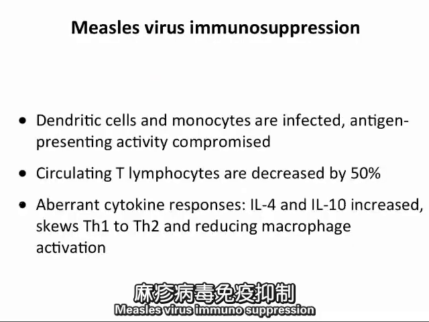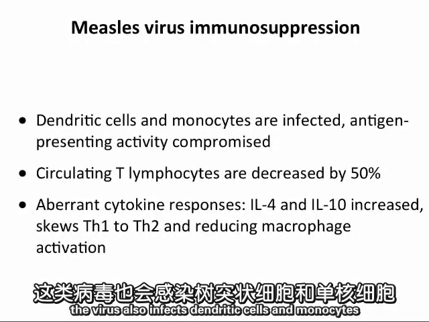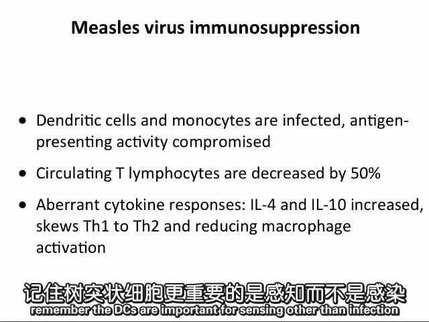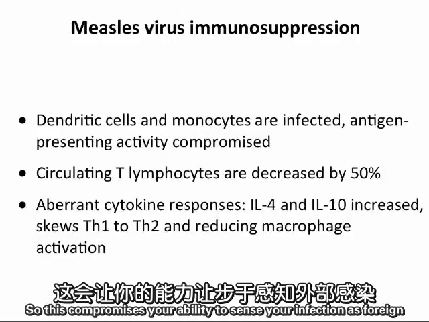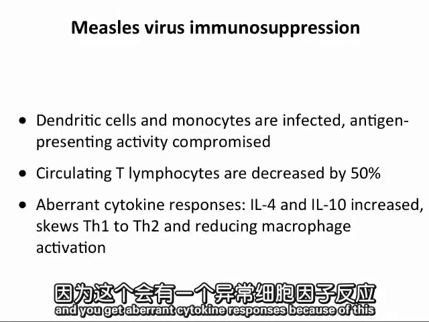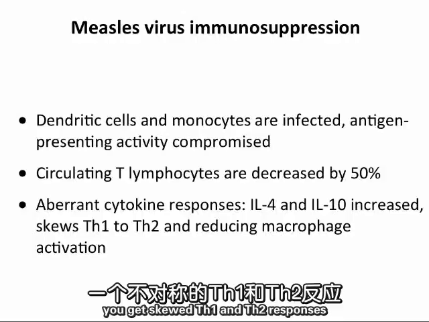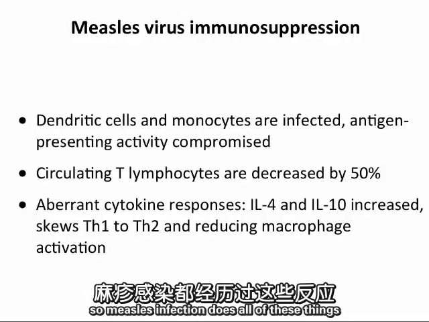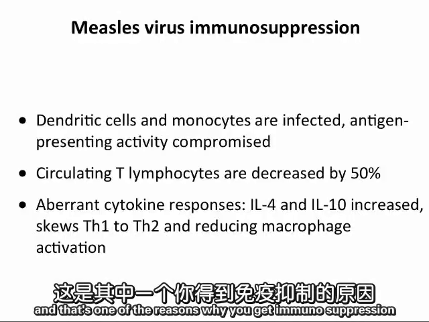Now, measles virus immunosuppression: the virus also infects dendritic cells and monocytes. So remember, the DCs are important for sensing other infections. So this compromises your ability to sense an infection as foreign. Your circulating T cells are decreased by half, and you get aberrant cytokine responses because of this, you get skewed Th1 and Th2 responses. So measles infection does all of these things, and that's one of the reasons why you get immunosuppression.